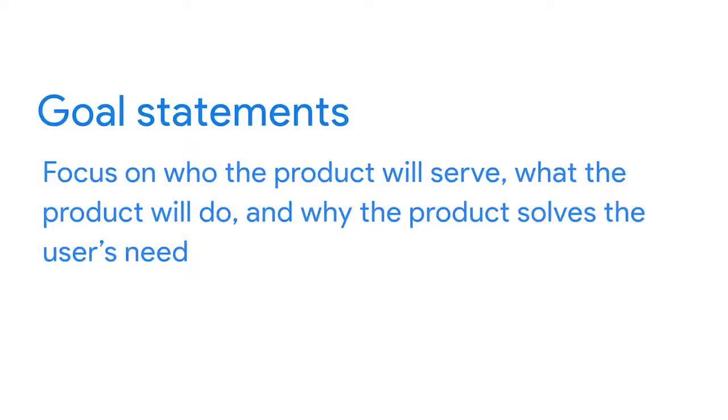So, at this point in the design process, we're transitioning from the problem the user is facing to the solution we can provide as UX designers. The problem is defined in the problem statement, and the solution is listed in the goal statement. Goal statements cover who the product will serve, what the product will do, and why the product solves the user's need. To answer the who, what, and why, you should lean on the user research you've already conducted.